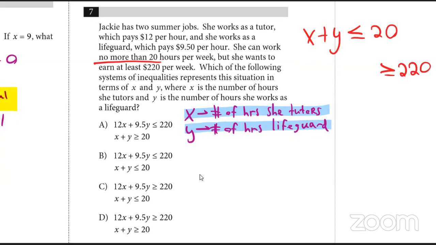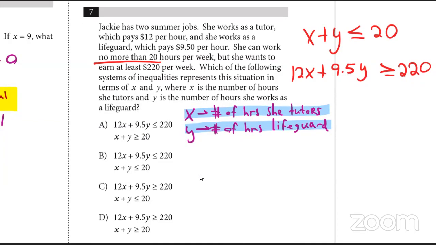And for the amount of money earned, that's going to be our price times quantity statement. If you watch a lot of our videos, you hear about price quantity combinations all the time. It's the fundamental unit of money and of general multiplication, because these statements don't always relate to simply money situations. But for this situation, she's making $12 an hour as a tutor. So the amount of money made is going to be 12 times the number of hours tutored. And for the lifeguard, she makes $9.50 times the number of hours as a lifeguard. So 12x plus 9.5y.